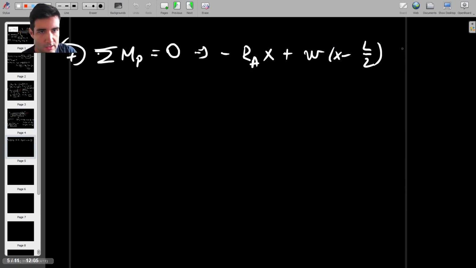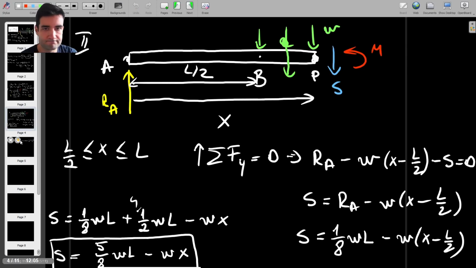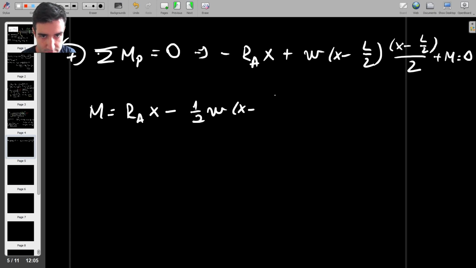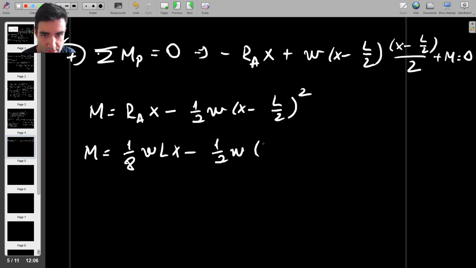So that's (x minus L over 2), everything divided by 2. And then we have M, so plus M equals 0. If we rearrange, we have that M is equal to RAx minus, and we can write 1/2 w times (x minus L over 2) squared. We know what RA is, so that's 1 over 8 wLx minus 1/2 w times (x minus L over 2) squared.